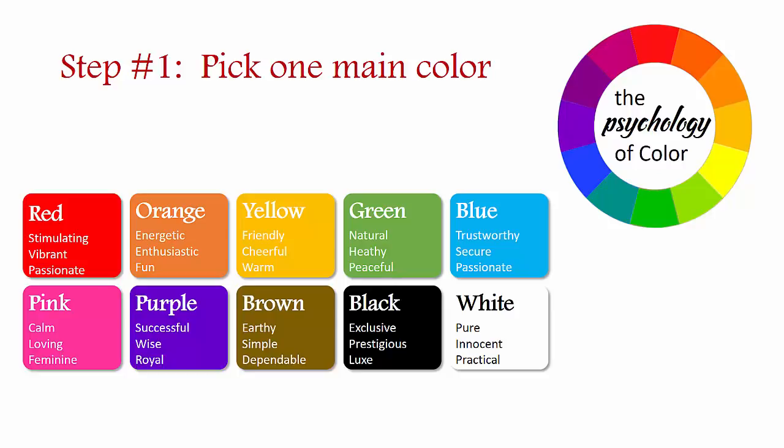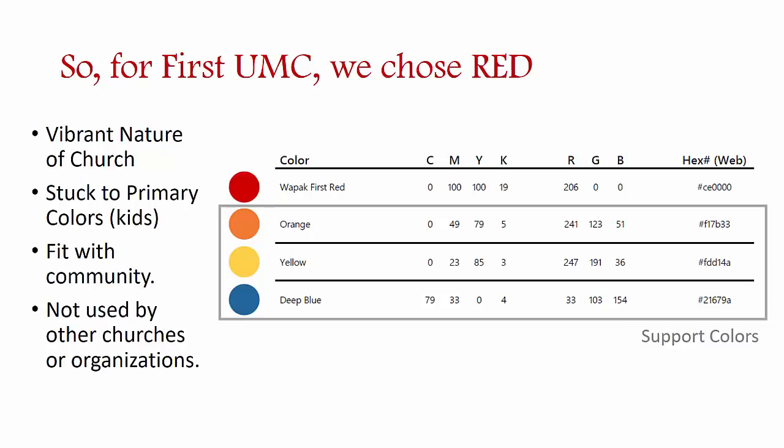Black is around exclusive, prestigious, luxurious. What really fits who we are as a church, but also what connects well with the community. And for First Church, they really were looking at red. Their church was becoming very vibrant, very active, and so red really seemed to fit.